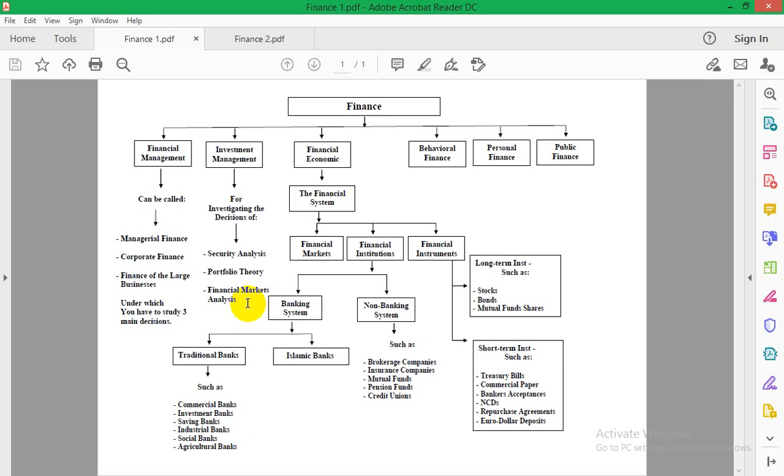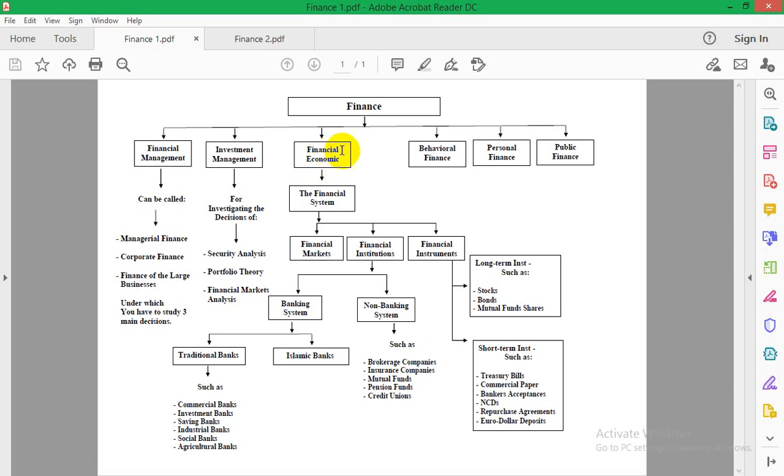So, under the process of investment, you have to know the meaning of security analysis, the meaning of portfolio theory, and the financial markets analysis. This is the meaning of the investment process. And now, let's move to another topic of finance. The third topic of finance is called financial economics.